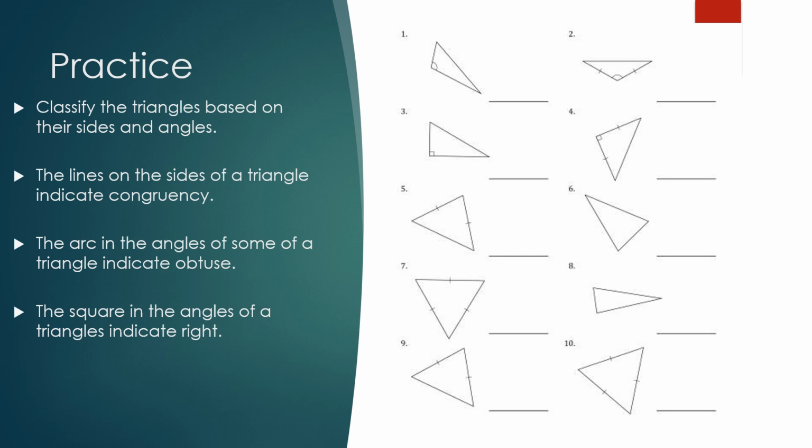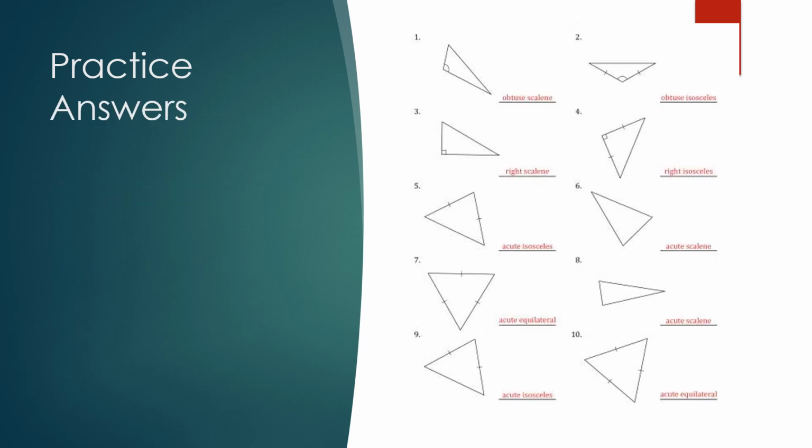All right, hopefully you paused the video so you could practice. Let's look at the solution. So here you'll see that for the first one you have an obtuse scalene. There's one sweeping arc that indicates an obtuse angle. And since none of the sides have little lines, little dashes in them, we're saying that none of the sides are congruent. Therefore, none have the same measurement. By default, then, that must be scalene.